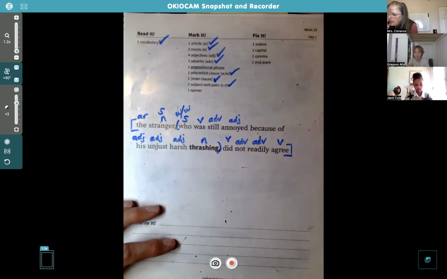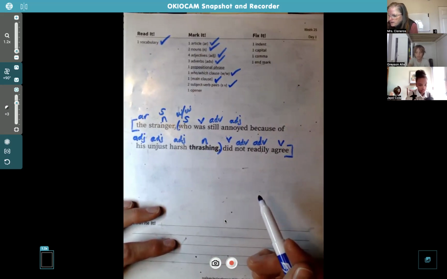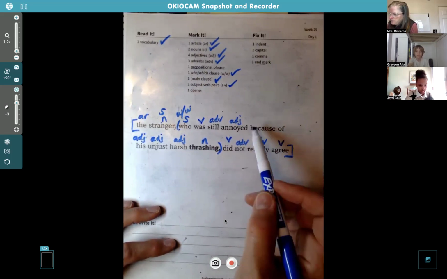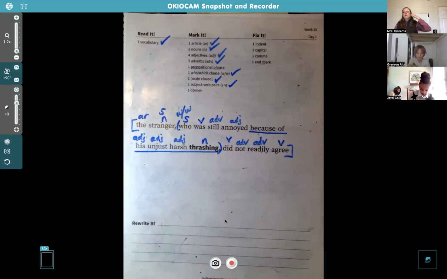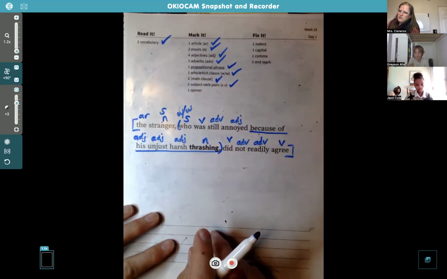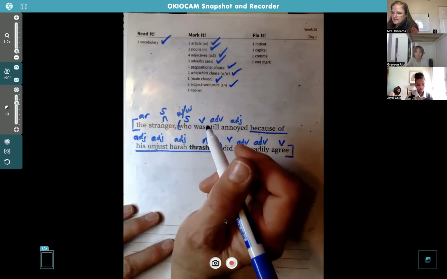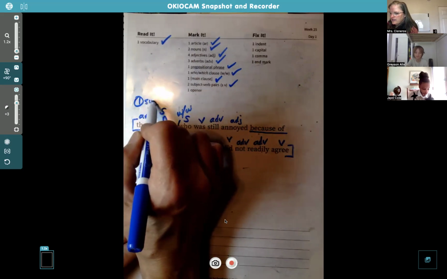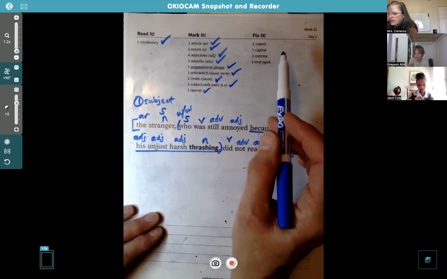All right. What about the prepositional phrase, JC? Because of his unjust harsh thrashing. Yes, good. And since we have of, as you guys know, it's not a because clause anymore because we have because of, that's a prepositional phrase. Very good. And then the opener, what kind of an opener is this, Grayson? A subject opener? Yes, which is a number what? 1. Good. One subject. Okay, good. We got that list done.